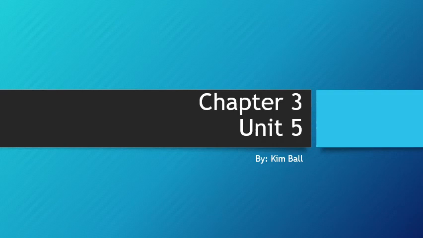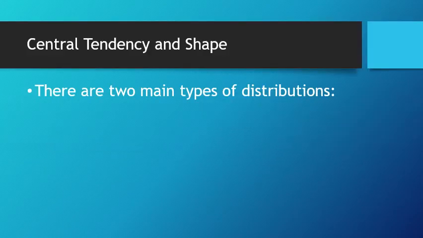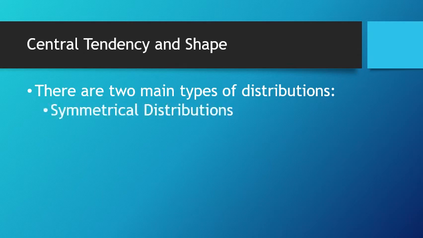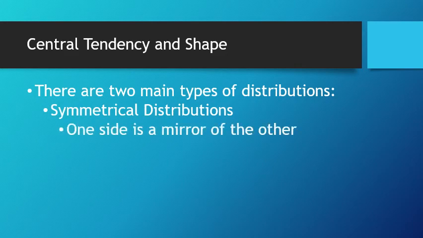This is Chapter 3, Unit 5. Let's talk about central tendency and shape. There are two main types of distributions. The first one is a symmetrical distribution. One side is a mirror of the other.